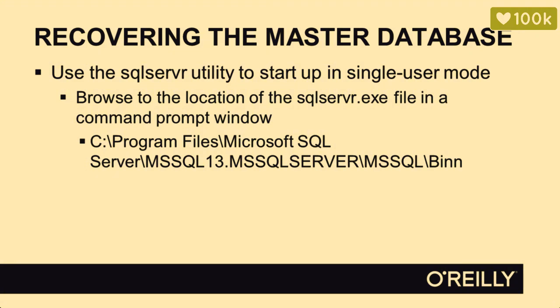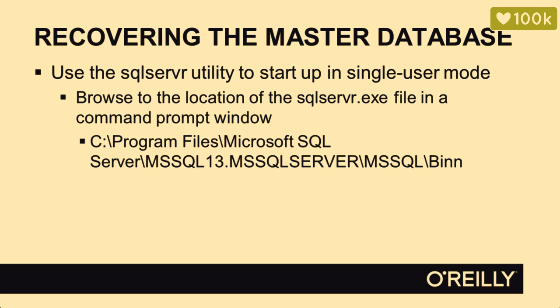You can also use the SQL Server utility to start up in single user mode. What you have to do is browse to the location of the SQL Server executable file in a command prompt window. You're basically going to browse for SQL Server 2016, and I just installed it on my machine in the default standard location. Notice it's going to be the C drive, Program Files, then a folder called Microsoft SQL Server, then one called MSSQL13.MSSQLSERVER, and then you'll see a MSSQL folder, and then you'll see a bin folder. Inside there, you'll see it.